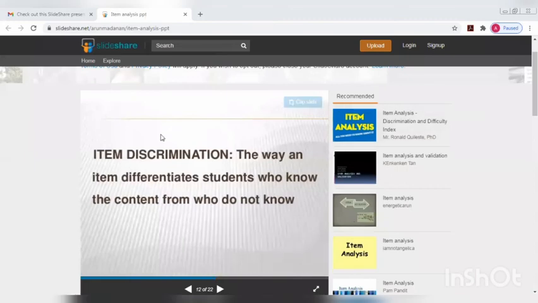Okay, item discrimination. This is the way an item differentiates the students who know the content from those who do not know. So when the discrimination index is calculated, you have to divide the students into groups: those who know the answer, who can answer the questions in multiple ways or solve that item in multiple ways, and some who don't even know. So the difference between this group and the other group is called discrimination.